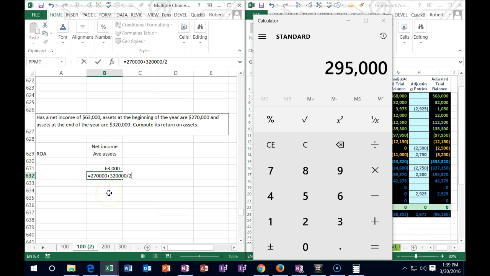But notice that there's an order of operations problem. If I hit enter, I'm not going to get the same number. And that's because it divided before it added. Why? Because of order of operations. Even though the adding is in front, we need to then put brackets around these numbers. And so we got the 270 plus the 320. And then if we enter it, then we get the same number. Now we can just divide this out. So we got the 63 divided by the 295.